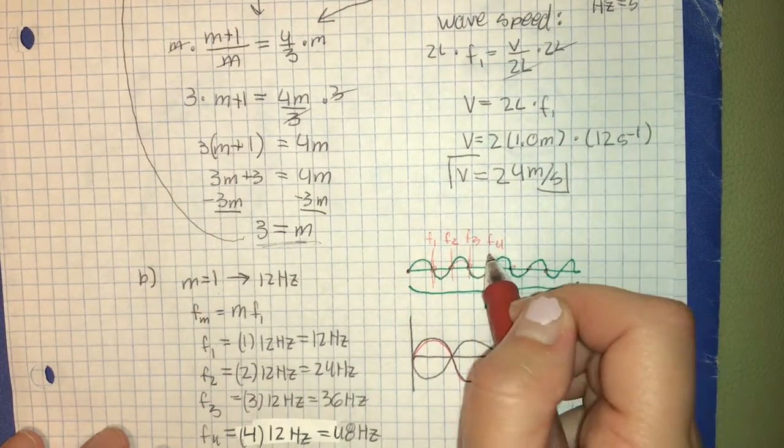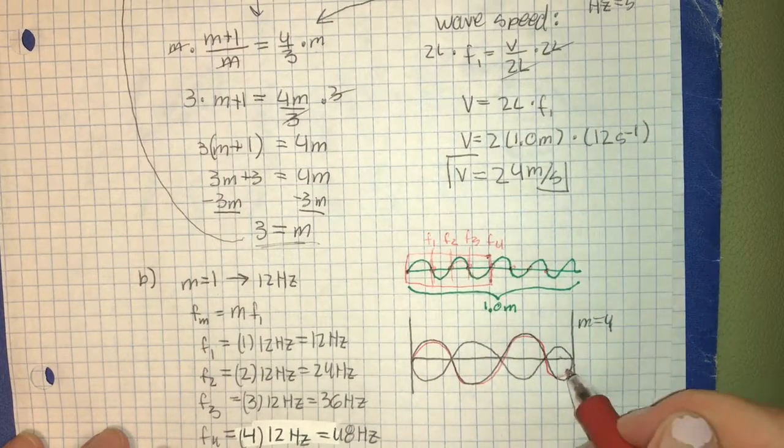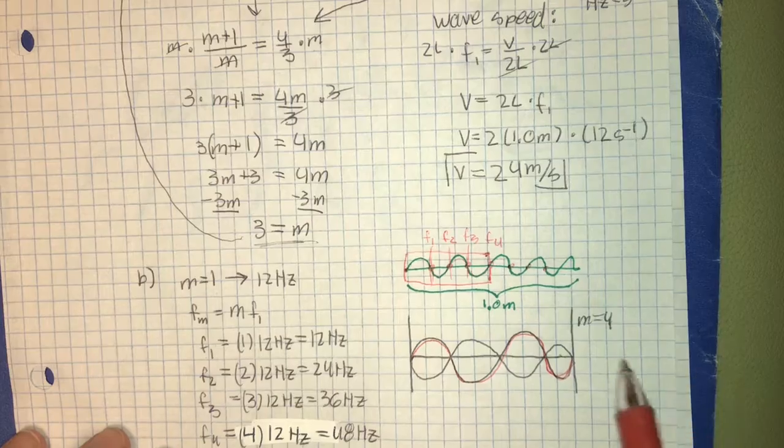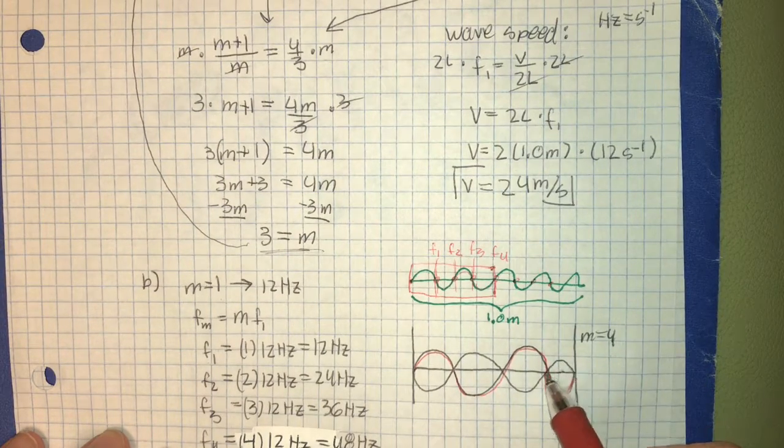So it's only showing this section right here if our mode was to equal 4. And then what I drew here was the reflection.